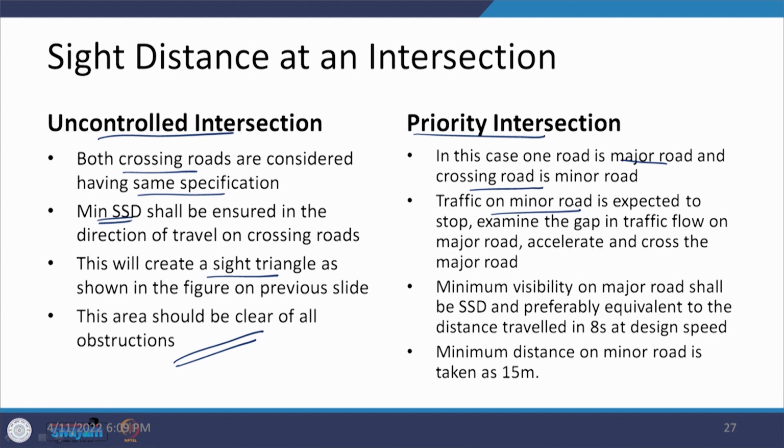In the case of priority intersections, there is a major and a minor road. The minor road is expected to stop, examine the gap, accelerate and cross. So, this is taking, as I said, 8 seconds, and in this 8 seconds the vehicle on the major road is going to move, but the distance travelled in this 8 seconds cannot be less than SSD. So, we have to calculate these two things, and the minimum distance on the minor road is taken as 15 meters.